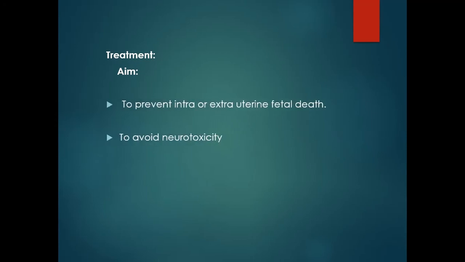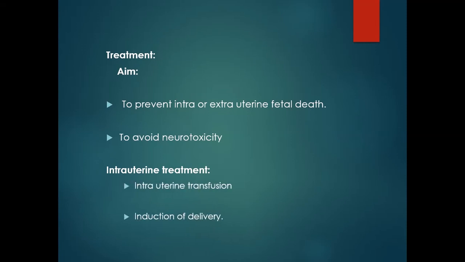Treatment. The aim of treatment is, number one, to prevent intra- or extrauterine fetal death, and number two, to avoid neurotoxicity. For this, you use intrauterine treatment by intrauterine blood transfusion, and by induction of delivery. The obstetrician should determine the appropriate date for delivering the mother to avoid the risk of prematurity on one side and the effect of toxic hyperbilirubinemia on the other side.